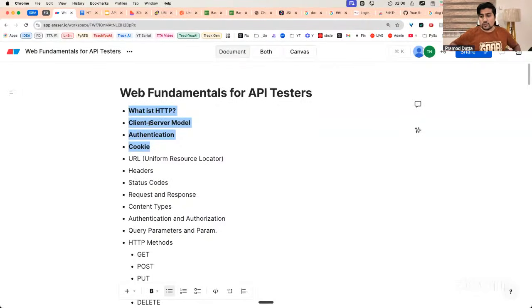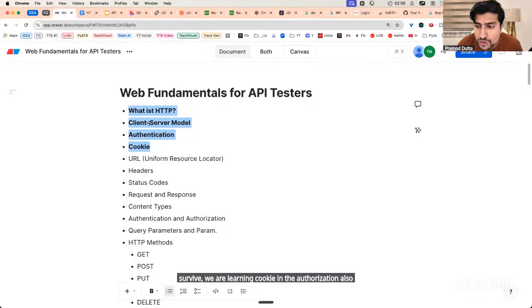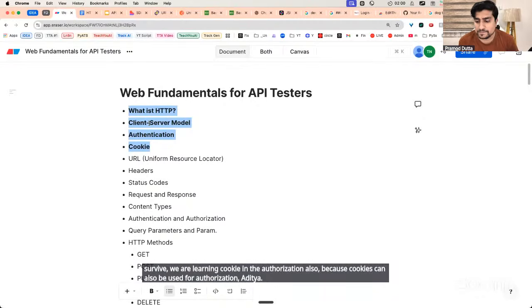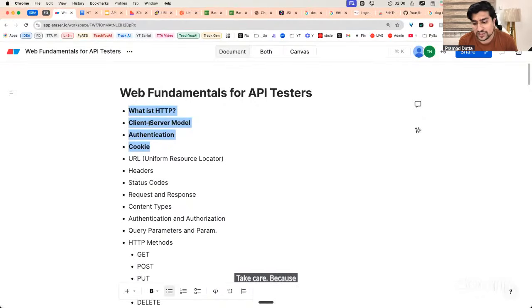Sir, why are we learning cookies in authorization also? Because cookies can also be used for authorization, Aditya. Okay? Because cookies can also be used for authentication also.